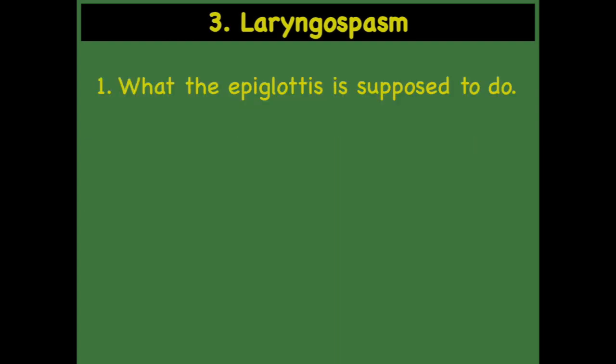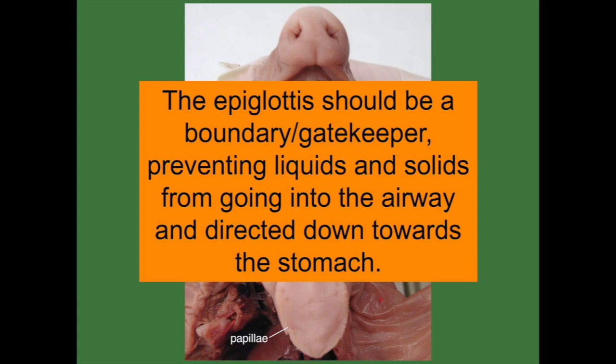So what the epiglottis is supposed to do, and we alluded to this in the anatomy lecture, is that it should be the boundary. It should flap over the glottis and prevent anything from going down into the glottis that should not be there, other than air, oxygen and carbon dioxide coming in and out. But it should protect us from having solids and liquids go down and even have a chance of getting to the trachea.